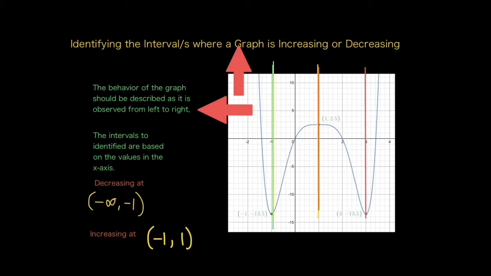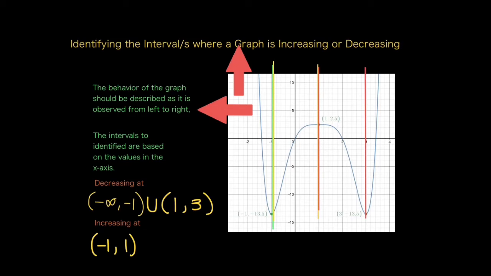Then again, we can see that the graph is decreasing from 1 up to 3. So if you trace the graph on that interval, the graph is decreasing. So that's from 1 up to 3.